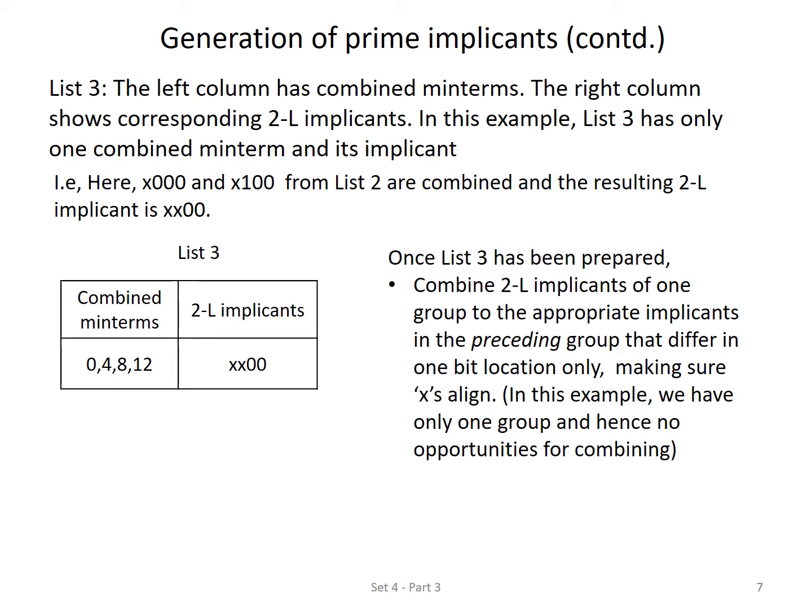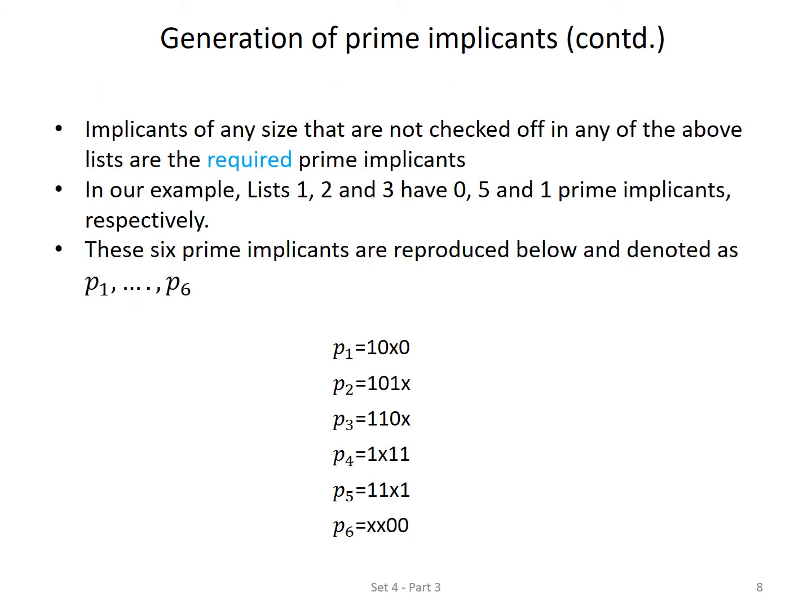Once list 3 has been prepared, we combine two literal implicants of one group to the appropriate implicants in the previous group that differ in one bit location only, making sure x's align. Well, for this example, we have only one group and hence no opportunities for further combining. Implicants of any size that are not checked off in any one of the above lists are the required prime implicants.